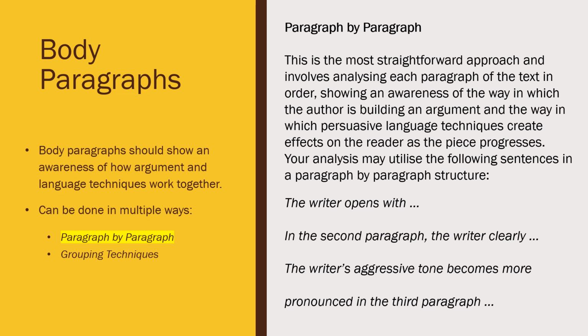So you might have some sentences in your analysis such as the writer opens with blah, blah, blah. In the second paragraph, the writer clearly states blah, blah, blah, and then the writer's aggressive tone becomes more pronounced in the third paragraph, blah, blah, blah. So you can see this is more based on your following the structure of the article, which determines the way your analysis is structured. This is good because it means that you're very unlikely to miss any pieces of information in that article because you're going bit by bit. You should be able to read everything and clearly identify the different arguments that are being stated in the article.